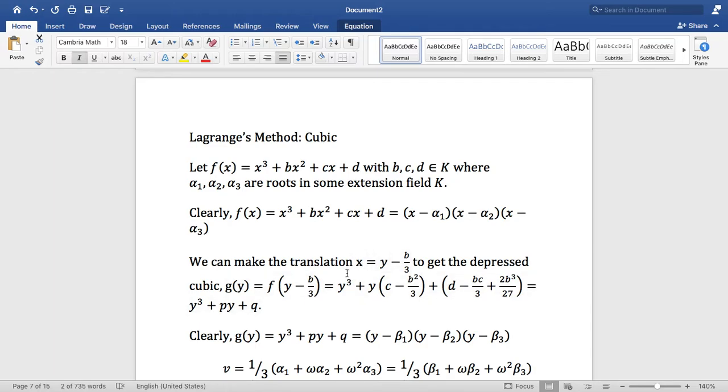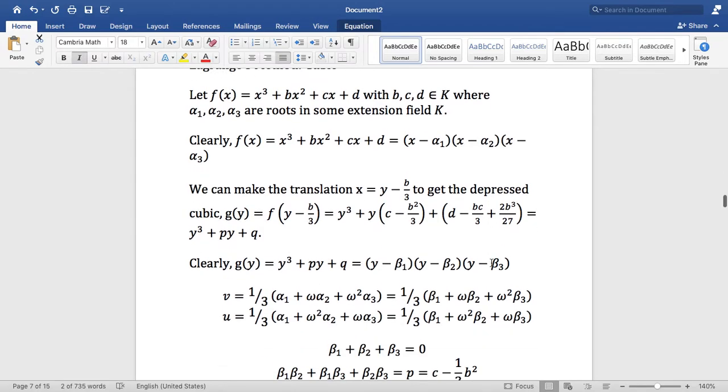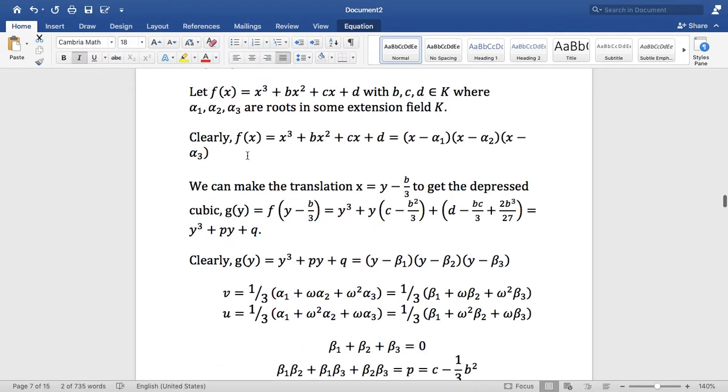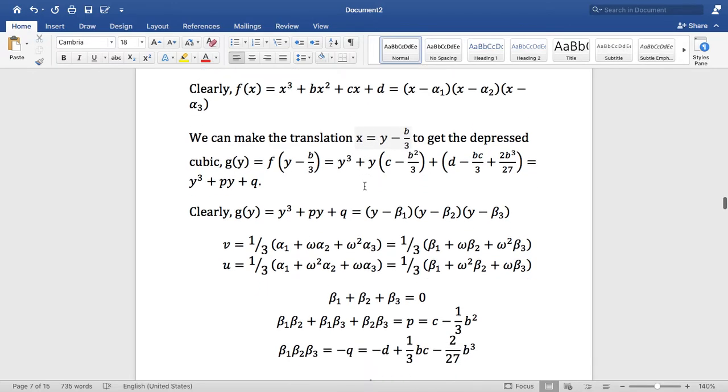If you use the translation x is equal to y minus b divided by 3, again, I'm not going to prove this, but you could do it, so please Google it. So now you can rewrite this f of x as g of y, which is y cubed plus py plus q. Then we're going to try to solve the depressed cubic, but we always know that we can go back, because we know that y is simply x plus b over 3. So you could solve for x.